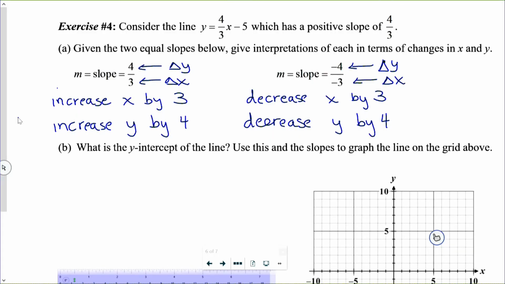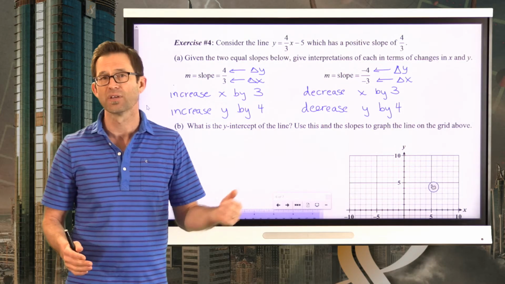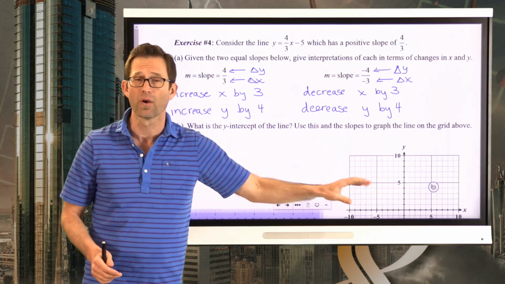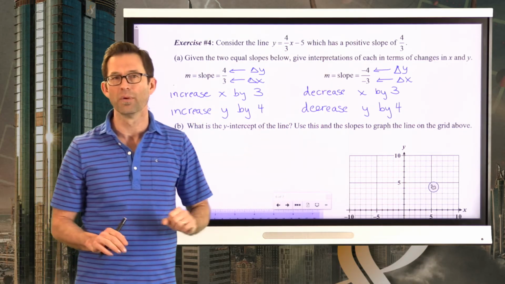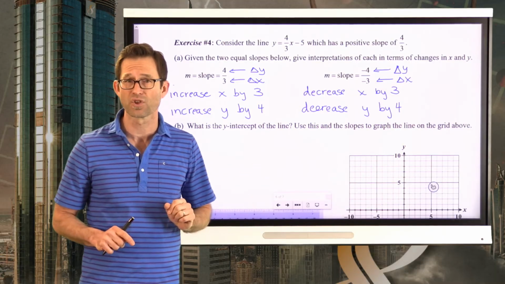What is the y-intercept of the line? Use this and the slopes to graph the line on the grid above. And actually, for us, the grid is down here. For you on your worksheet, the grid is up above, but for us, it's down below because it's going to be easier for you to see that on the screen.